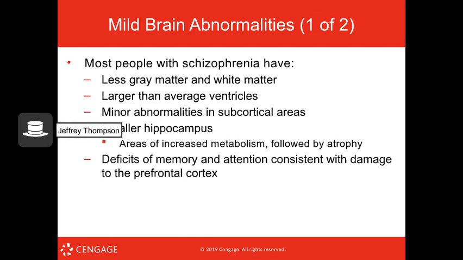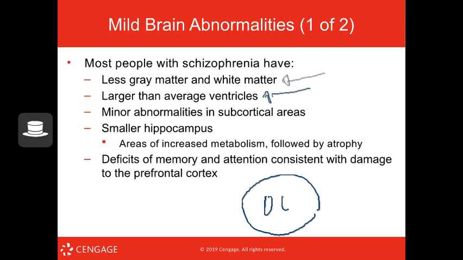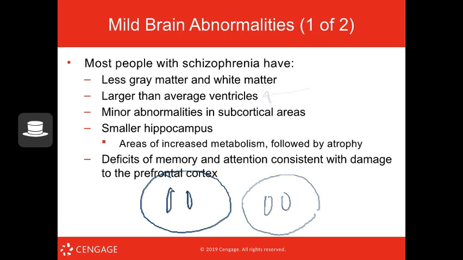So when we're looking at the brain abnormalities, you're going to see in schizophrenia less gray matter and white matter, so smaller brain mass overall, larger than average ventricles, so smaller brain, but larger ventricles as opposed to the brain that normally looks like this with very small ventricles. That's my very good drawing of the brain. I hope it's your favorite drawing of the brain that you've ever had.